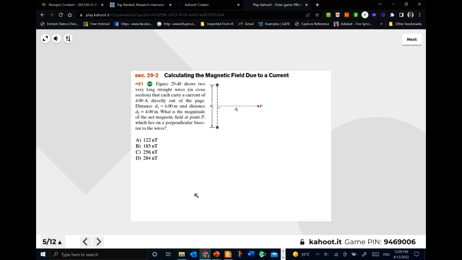You have to draw. If you don't draw, you cannot add vectors. If you don't draw vectors, you cannot add vectors. Period.